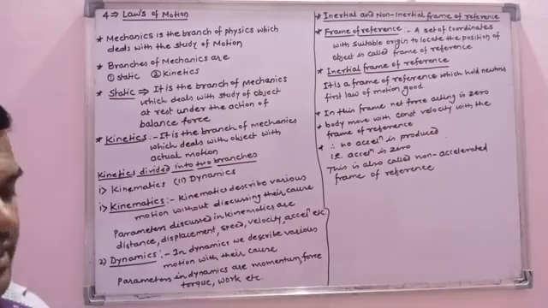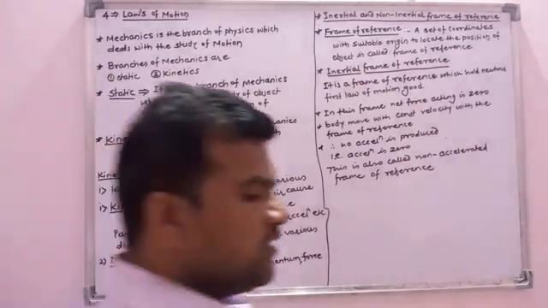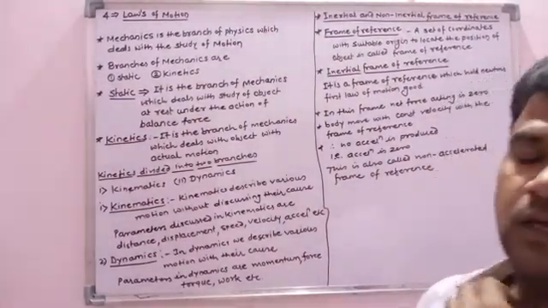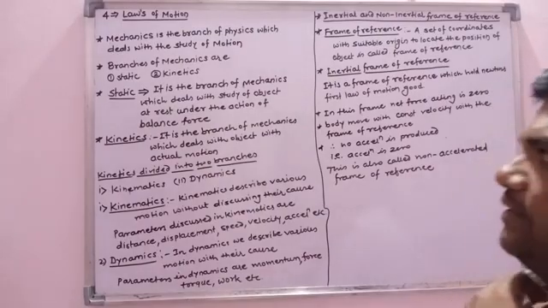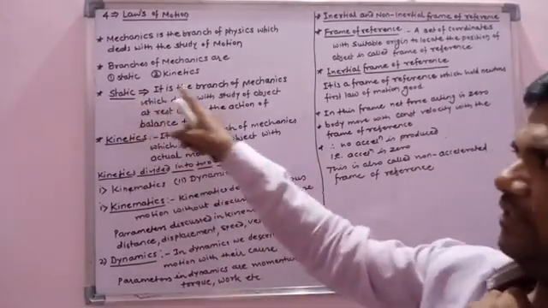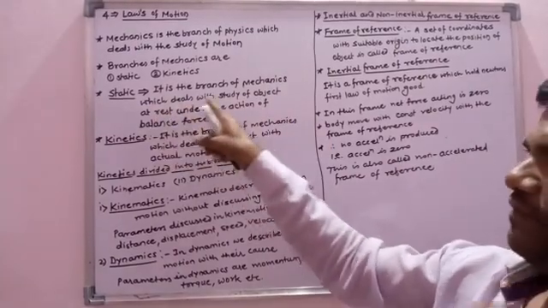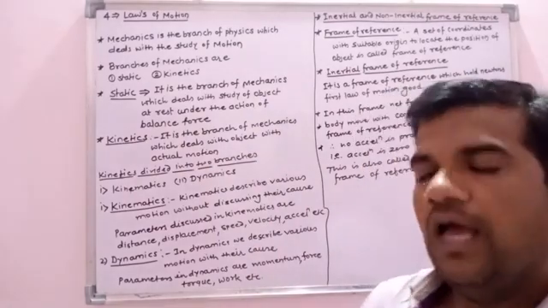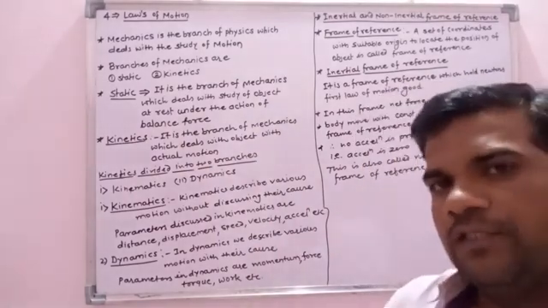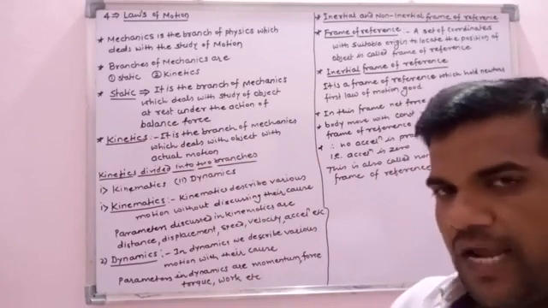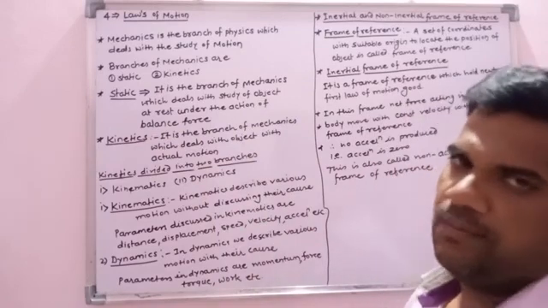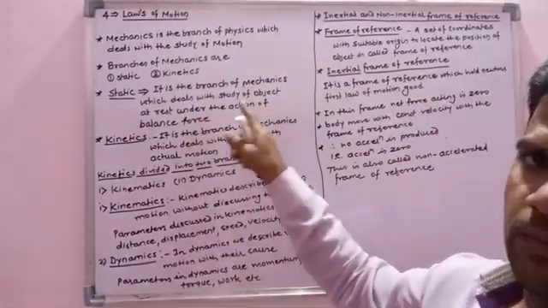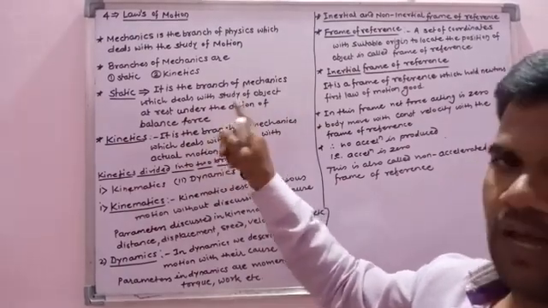So first is statics. Static means rest, and second is kinetics. Kinetics means in motion. Statics is the branch of mechanics which deals with the study of objects at rest. Means the object is at rest and its study is done in mechanics, and this branch is called statics. Statics deals with the study of objects at rest under the action of unbalanced force or under the action of balanced force.